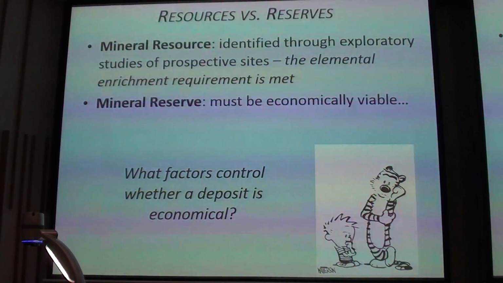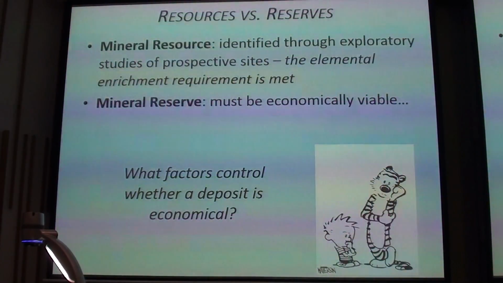And that controls whether we have a mineral resource or a mineral reserve. So mineral resources have been identified through exploration and prospection, and the geologists have found that, okay, there is something of interest in place. But in order to make it a mineral reserve, that needs to be economically viable.